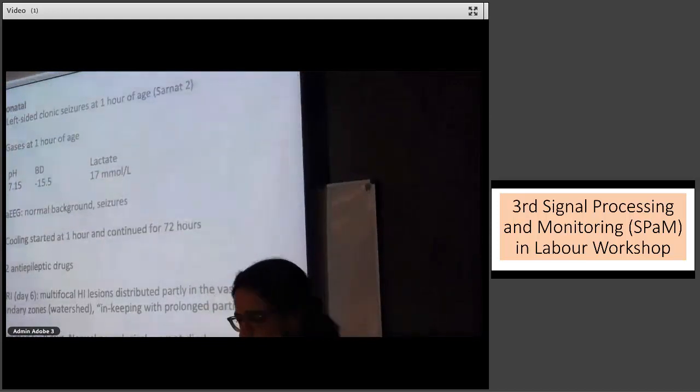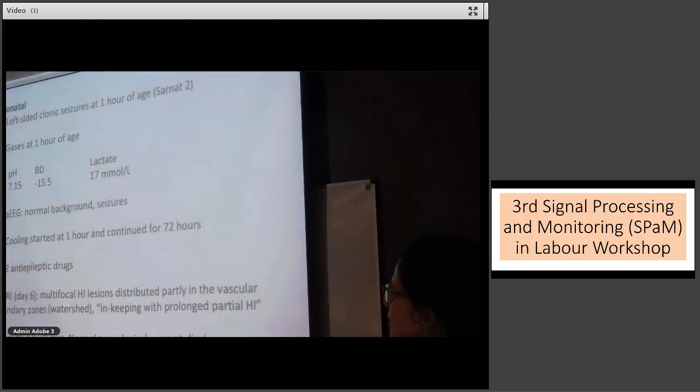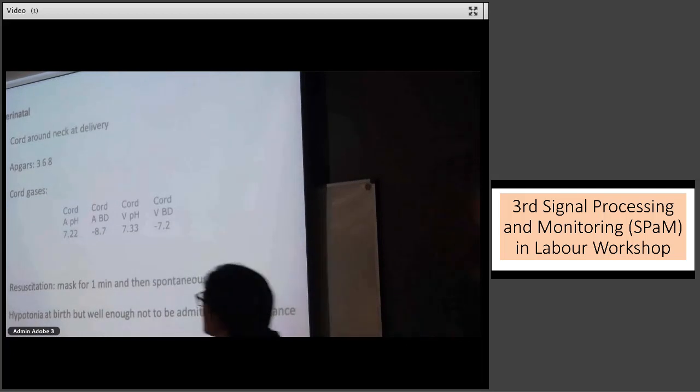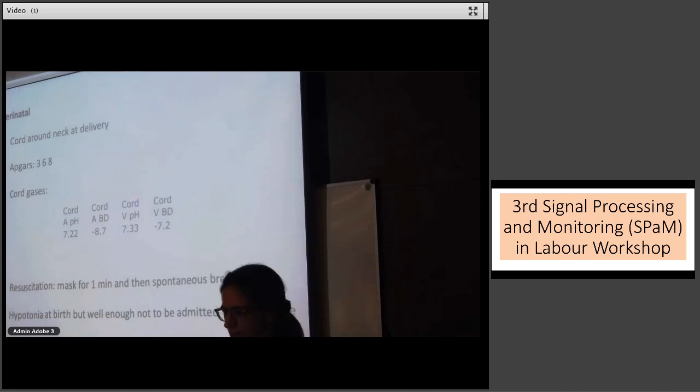Yeah. These are the neonatal. So I'm sorry that the cord gases are not on the screen, but we had rather normal cord gases. This one is neonatal, there's perinatal. So the baby was born with a nuchal cord. Apgars were 3, 6, and 8, and these are the cord gases, arterial and venous. The baby needed resuscitation, had 1 minute of bagging, and then had spontaneous breathing, and was hypotonic, but well enough not to be admitted in the first instance. However, an hour later, which is unusual timing, I think. Want to go to the next one?